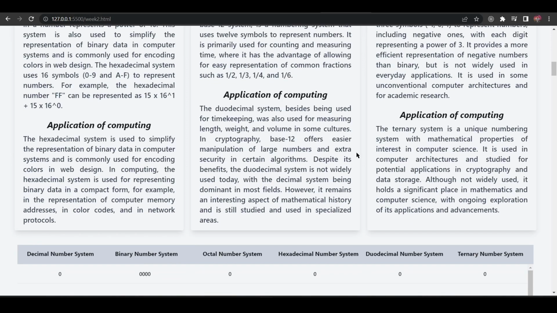So, the application of computing. So, the duodecimal system, besides being used for timekeeping, can be also used for measuring the length, the weight, the volume in some cultures. The cryptography-based 12 offers easier manipulation of large numbers and extra security in certain algorithms. So, despite its benefits, the duodecimal system is not widely used today.